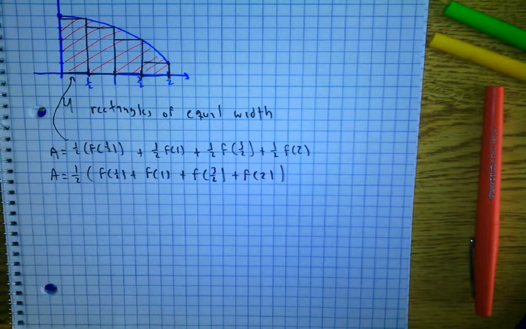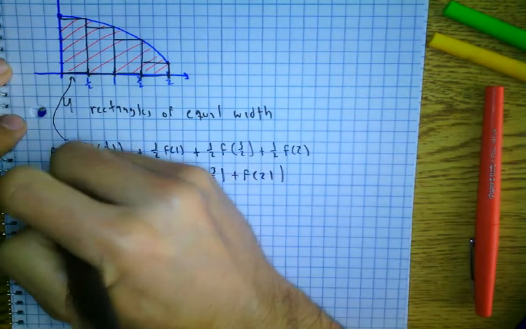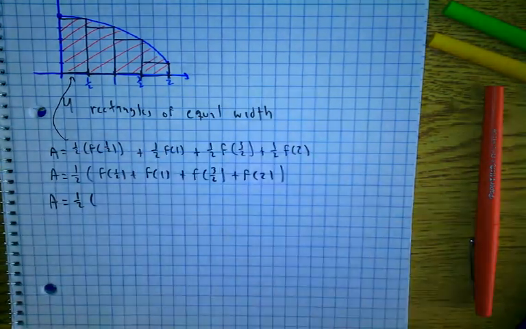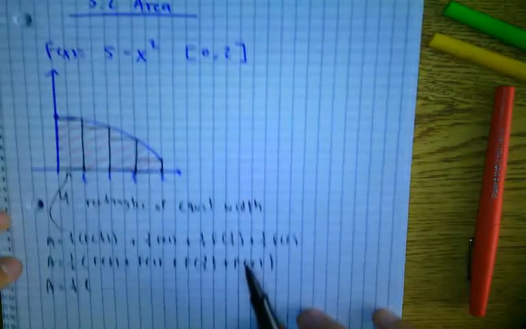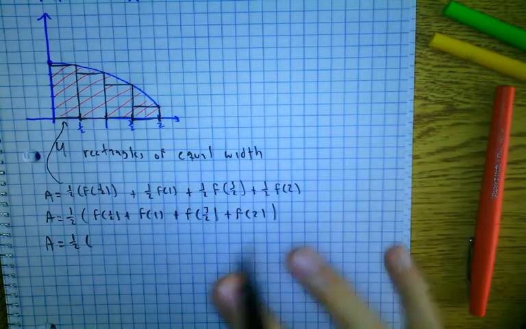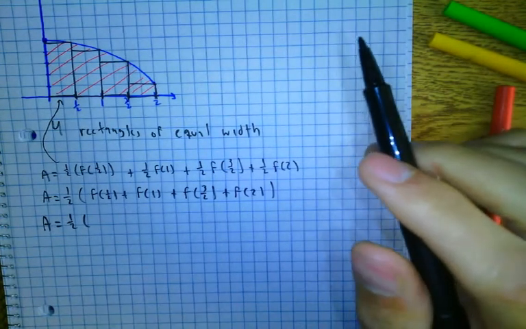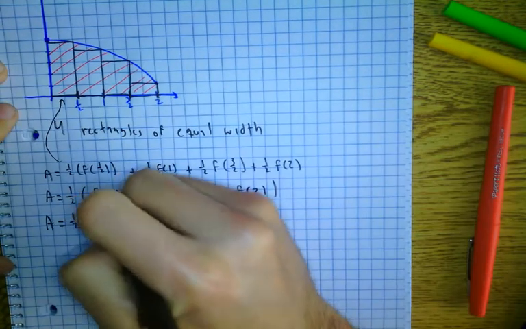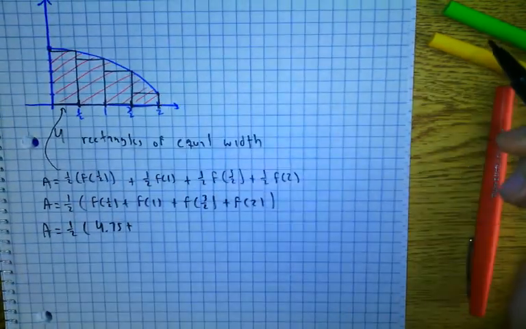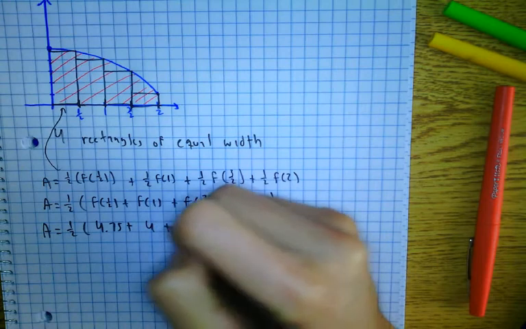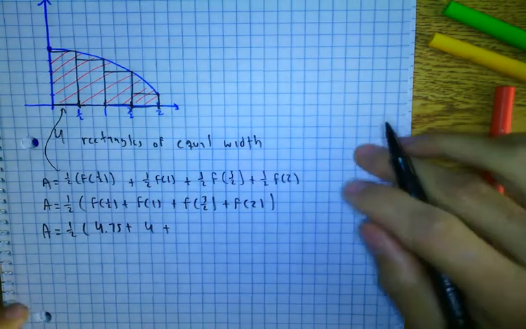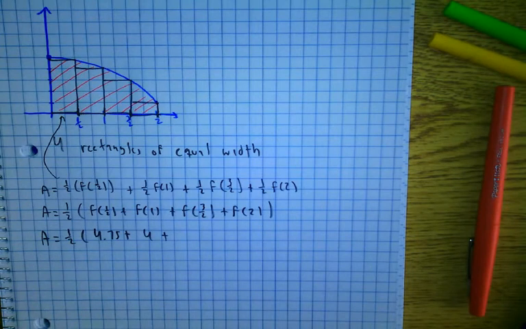No calculus again. Can you find out f of 1 half, f of 1, f of 3 halves, and f of 2? I sure hope so. Okay, so we're going to say area is equal to 1 half. So what's f of 1 half? Well, if we plug in 1 half into the equation, 1 half squared would be 1/4. So what's 5 minus 1/4? 4.75. Cool. Plus, if I plug in 1, what do I get? 4. Plus, if I plug in 3 halves, 3 halves squared will give you what? 9/4, right? So 9/4 is what as a decimal?